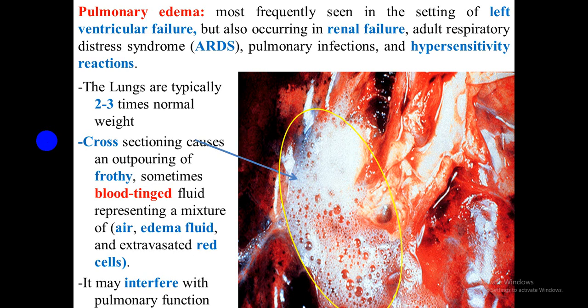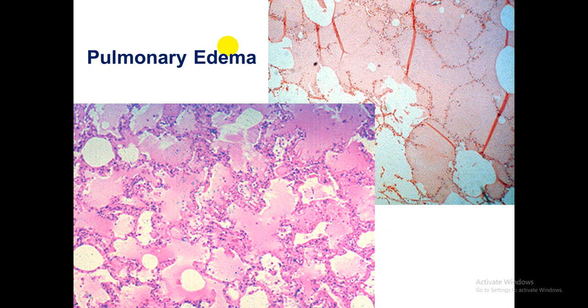أكيد راح يصير increase its size. On cross section ممكن أنه يصير عندنا outpouring of frothy fluid ويكون mixed with RBCs، وتكون frothy لأنه يعني due to presence of air in alveolar spaces, and interfere with gas exchange and respiratory function, of course.